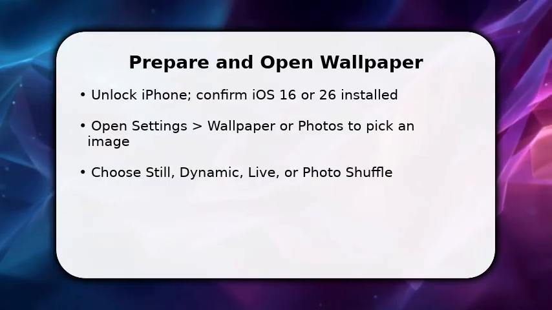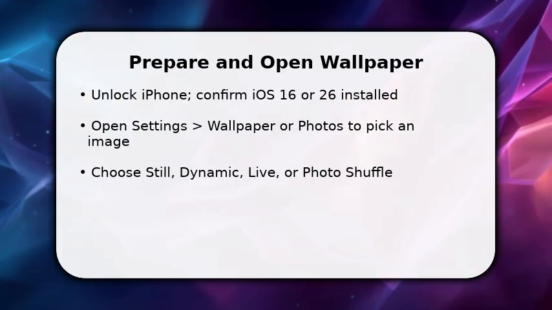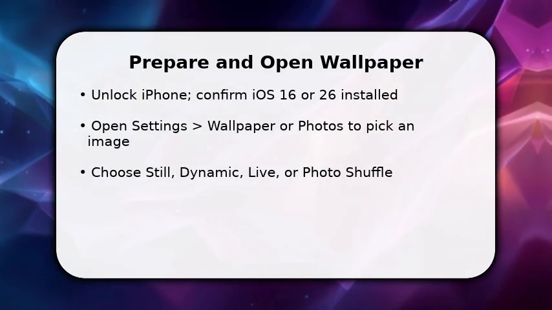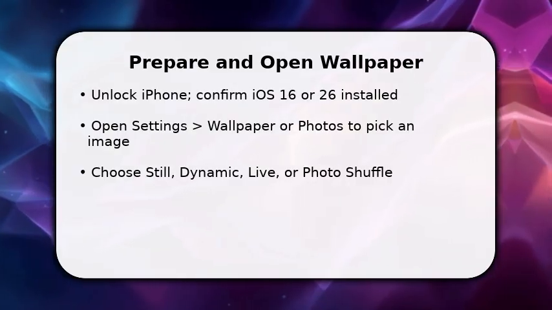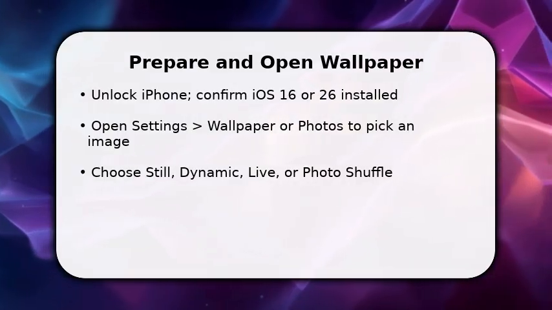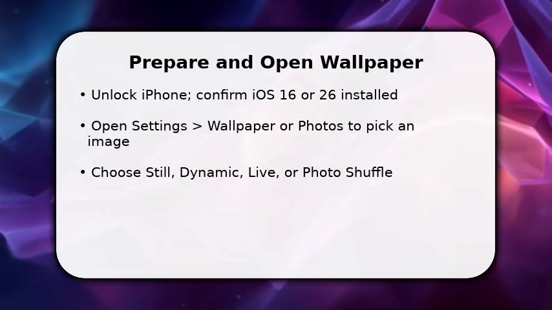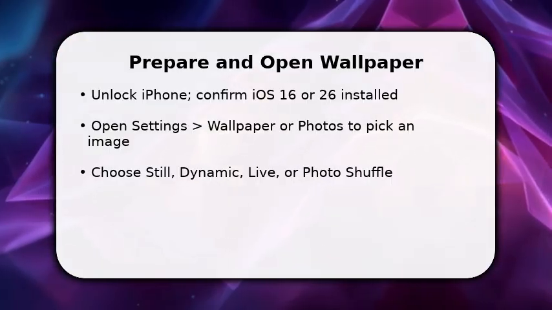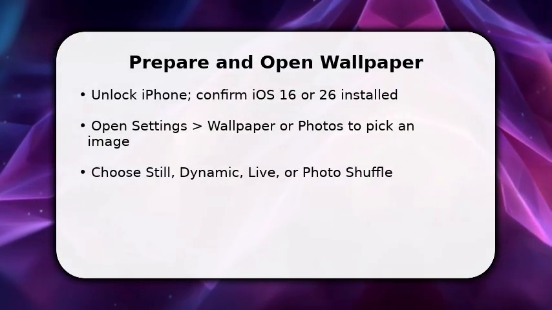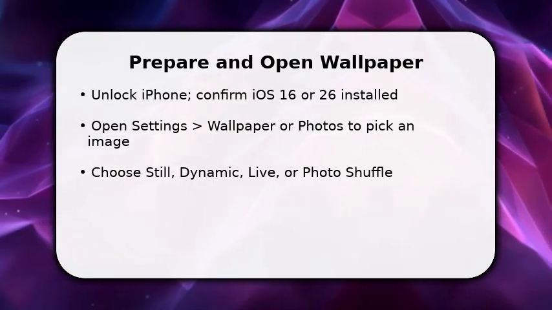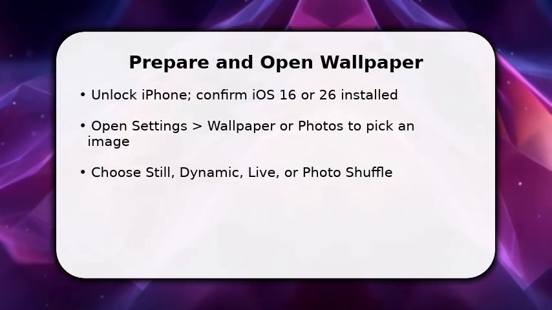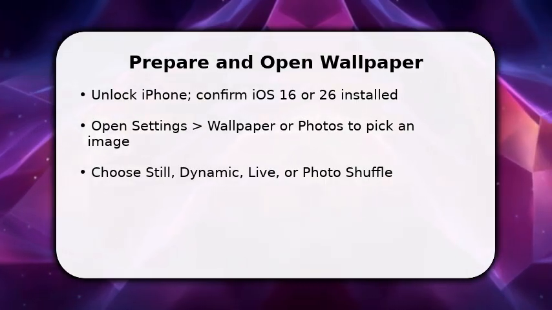You start by confirming your device runs iOS 26 and has the image you want. This avoids surprises. Next, open Settings and tap Wallpaper, or go to Photos and select the photo first. Choose the wallpaper type: still for a static look, live for motion, dynamic for subtle movement, or photo shuffle to rotate images automatically. Once you select the image, pinch and drag to frame it. This step determines composition and what appears behind widgets.